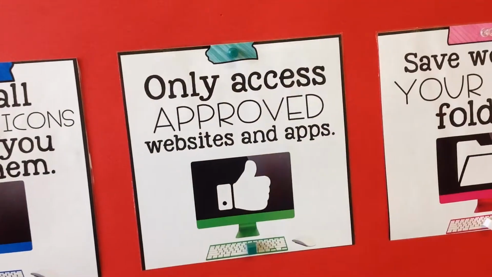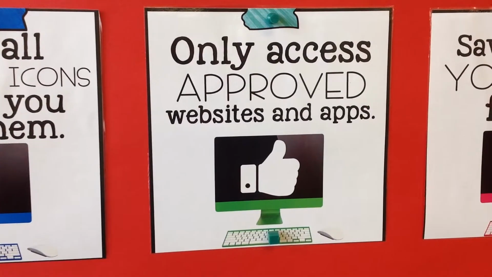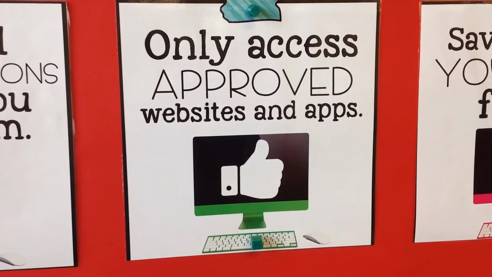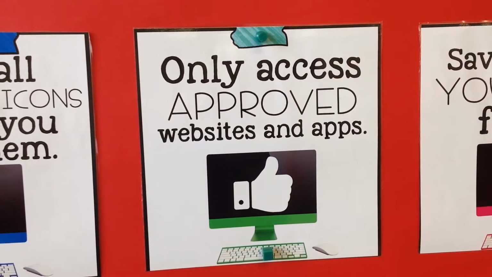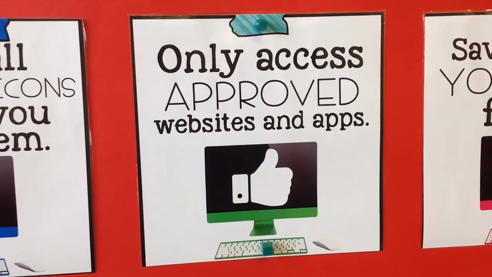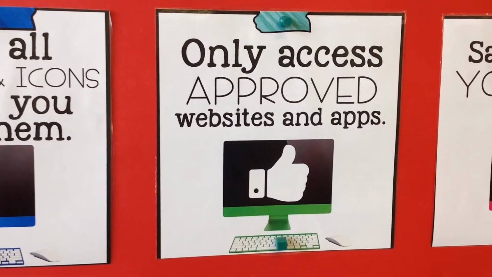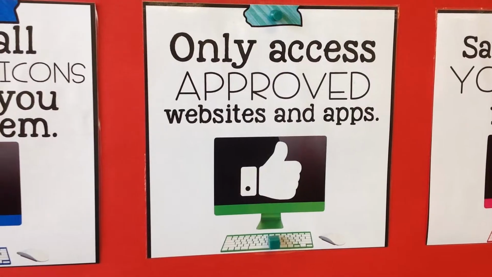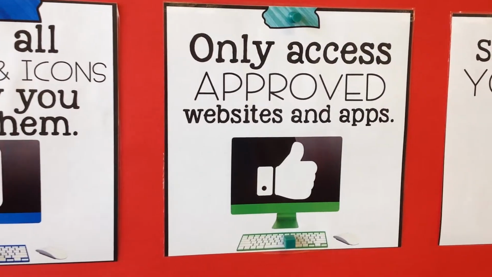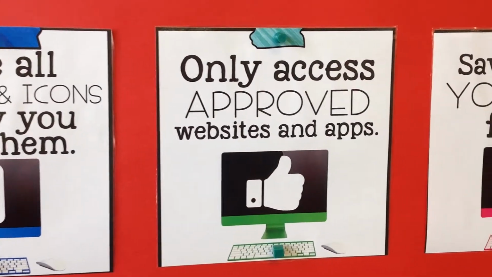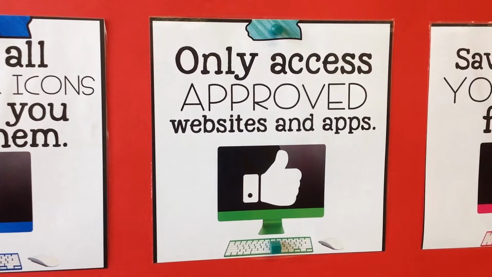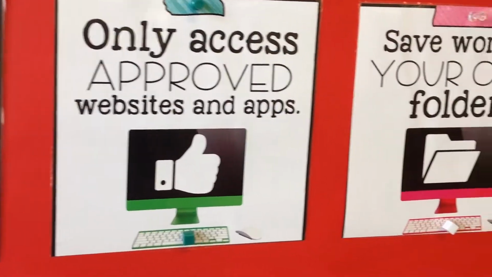The next one has a thumbs up, kind of looks like the Facebook icon. It says only access approved websites and apps. Remember again, we can look at the history on your computer and see if you've been doing things that you shouldn't be doing, and of course nobody is going to do that. But we are only visiting what you have permission to visit, and we should have a lesson, okay? If you abuse this, meaning you don't make good choices, remember, you don't have to be on the computer. You can be doing some writing activities instead.